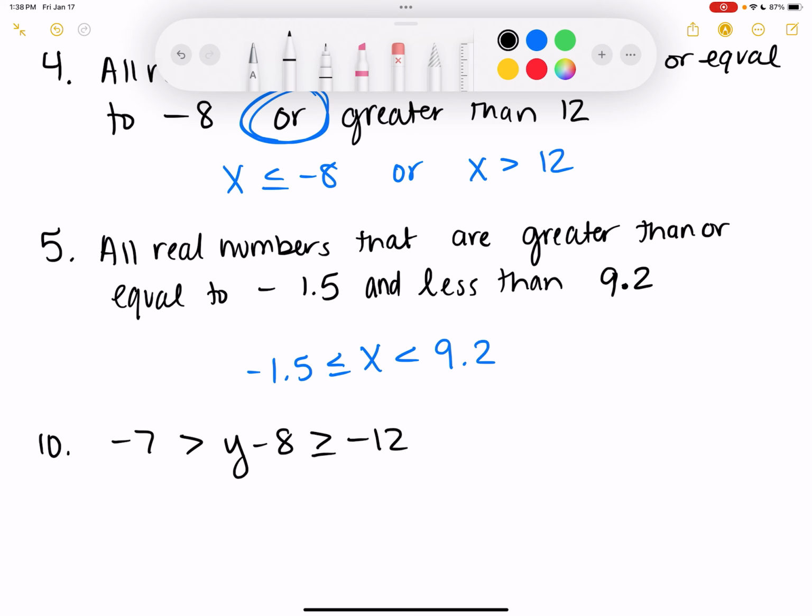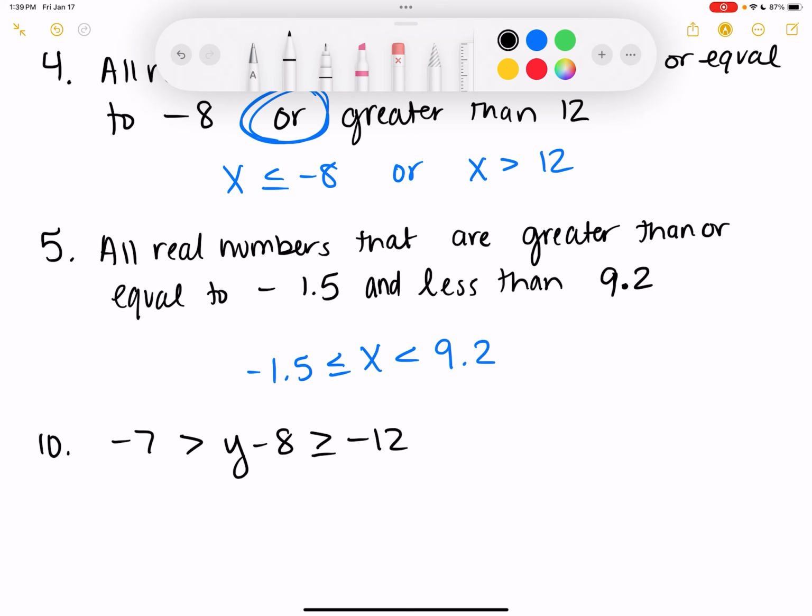So the goal is still to get the variable by itself. But now obviously you can see it's in the middle and there's things on the outsides. So just like when I got rid of it, if it was just this and I say, well, I'm going to add 8 to both sides. Now we have to add 8 to all 3 spots.